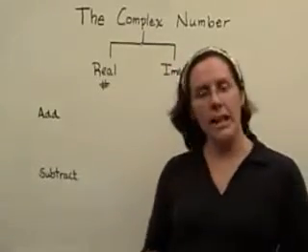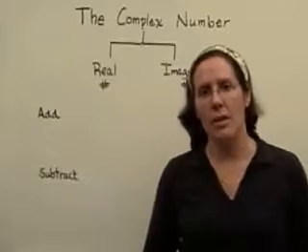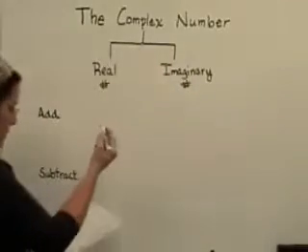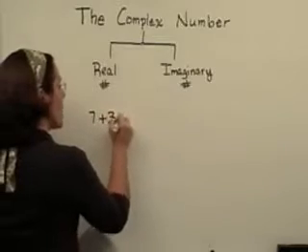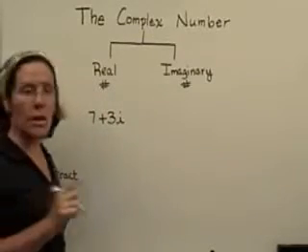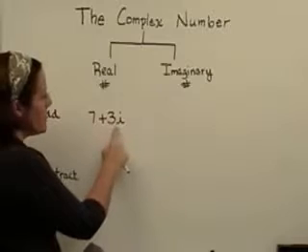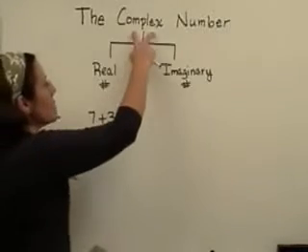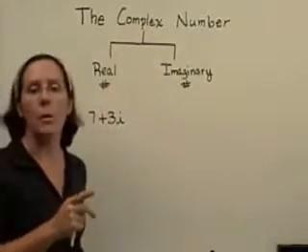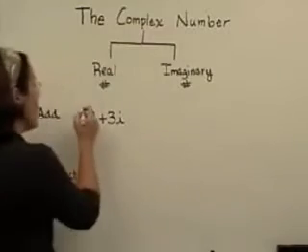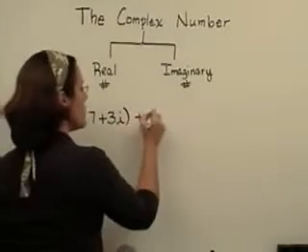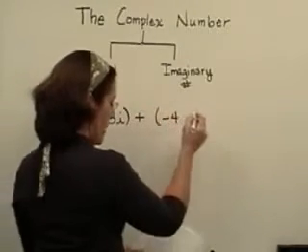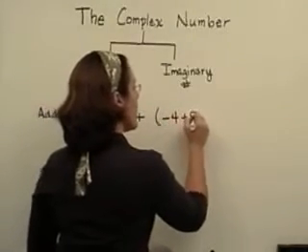And what I'd like to look at now is adding two complex numbers. Here's an example of a complex number. 7 plus 3i is a complex number. Here's the real part. Here's the imaginary part. You add them together to make what's called a complex number. It's really quite simple. It's a binomial, is all it is. What I want to do is take this complex number and add to it another complex number, -4 plus 8i.